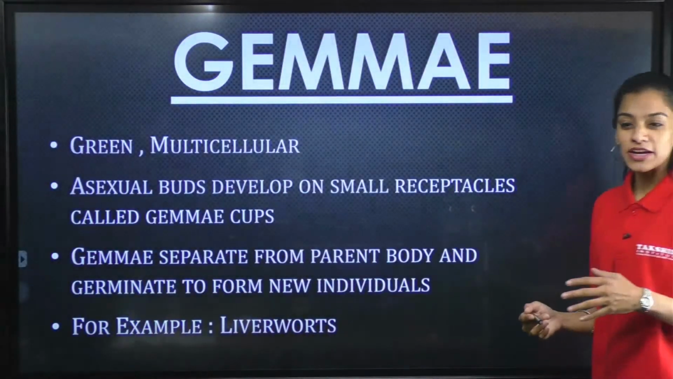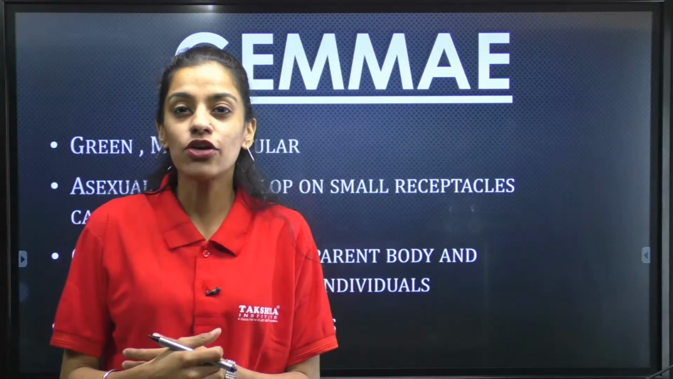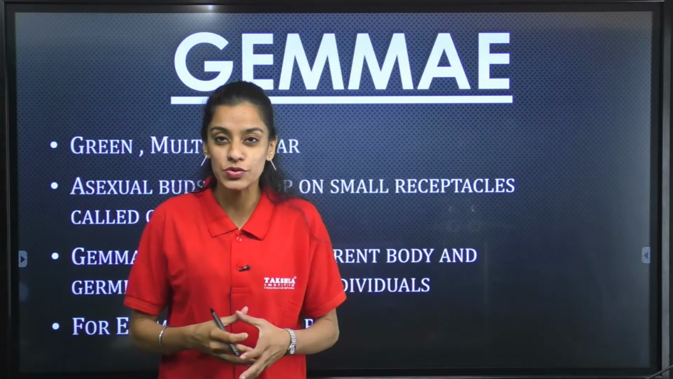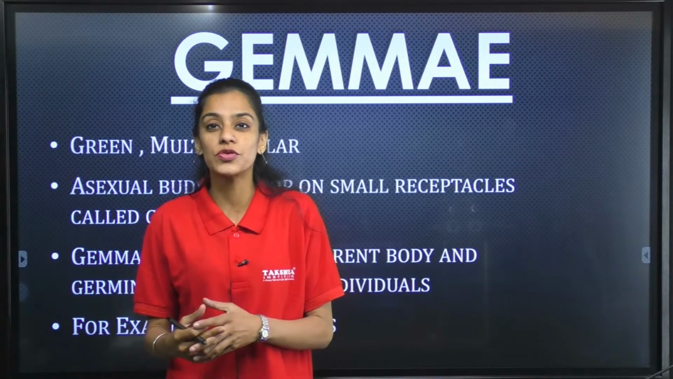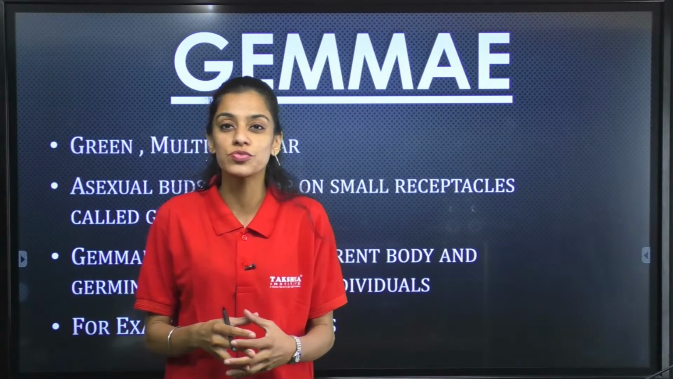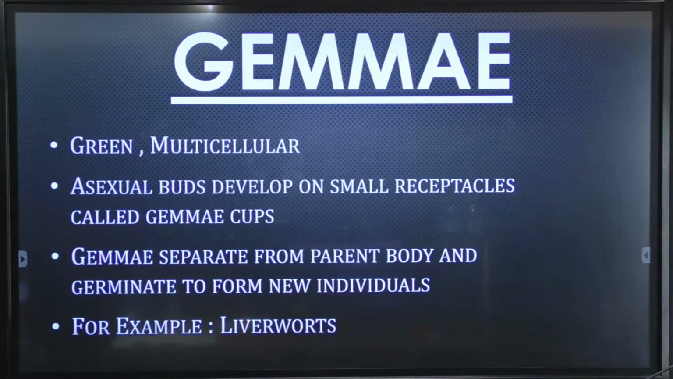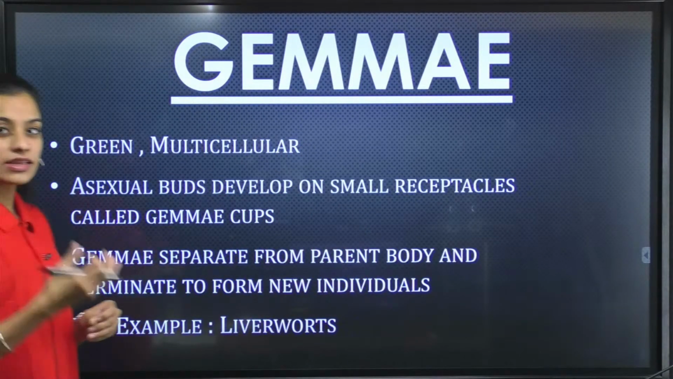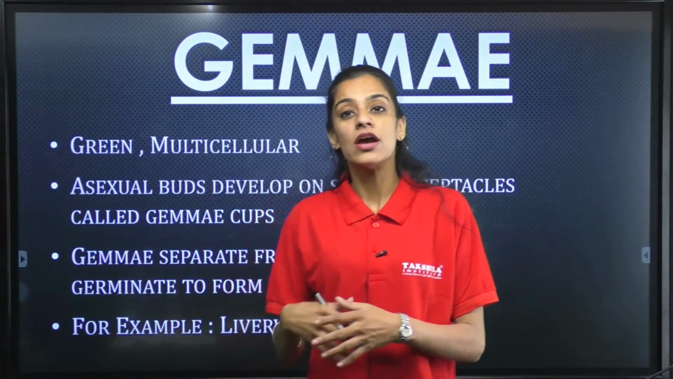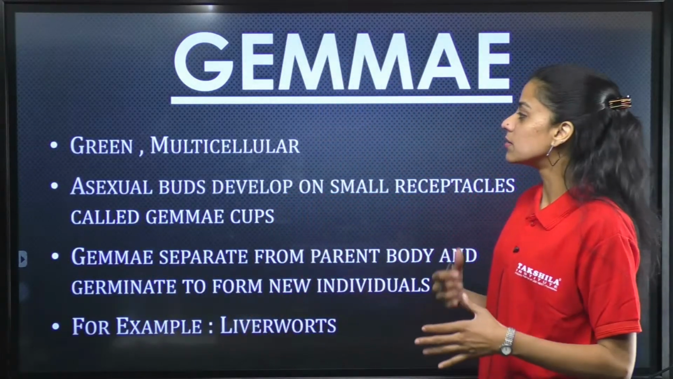Okay. Next part is gemmae. So gemma cups, I'm sure you had done in your 11th standard when we were doing the plant kingdom. The bryophyte class of the plant kingdom consists of the gemma cups. Gemma cups are such that the reproductive structures would be in a protective form. So the gemma cup is very green. They are multicellular, so they are green in structure, and they are multicellular. That means they achieve a much higher level of efficiency of function. So it is green, multicellular.